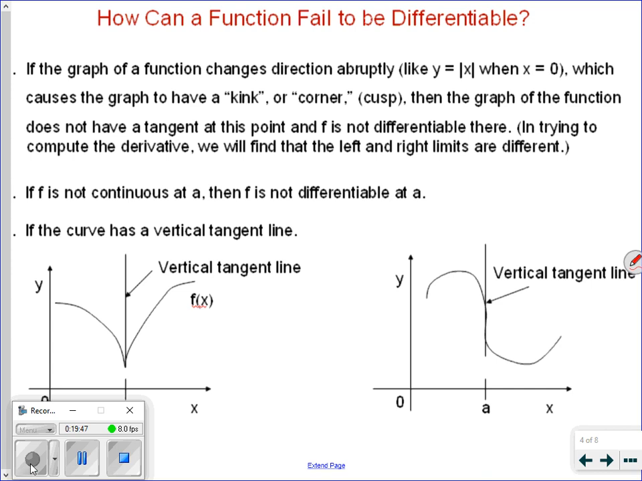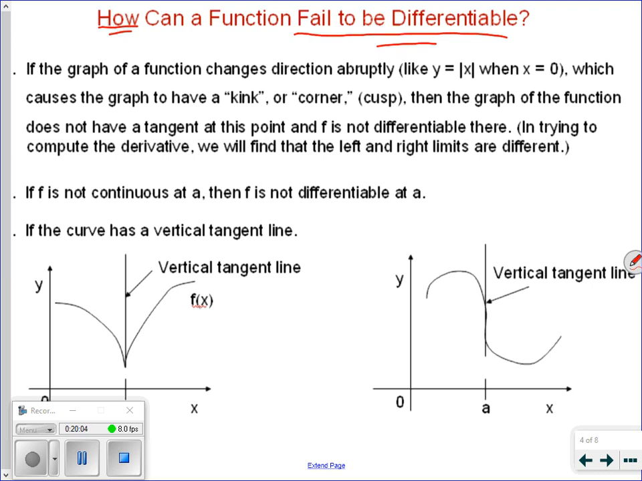I got a couple more slides I'm going to try to squeeze in, and as usual, we'll finish off the notes in class. But it says right here, how can a function fail to be differentiable? How can it fail? How can a function fail to be differentiable?